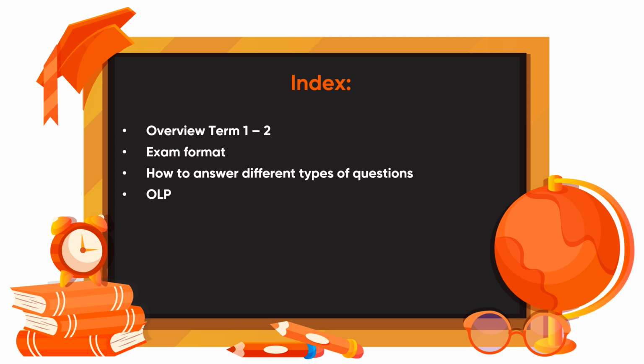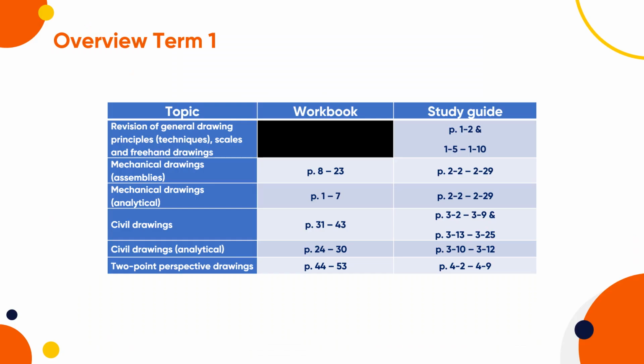So we are focusing specifically on the overview of Term 1 and 2, what was done in Term 1 and 2, and where to find the info for Term 1 and 2. Then we're going to specifically look at the exam format, including the type of questions that you'll find, and then we'll focus on how to answer different types of questions. And lastly, but not the least, the OLP and where to find valuable information there as well. So the first thing that we need to focus on is what did we do in Term 1?